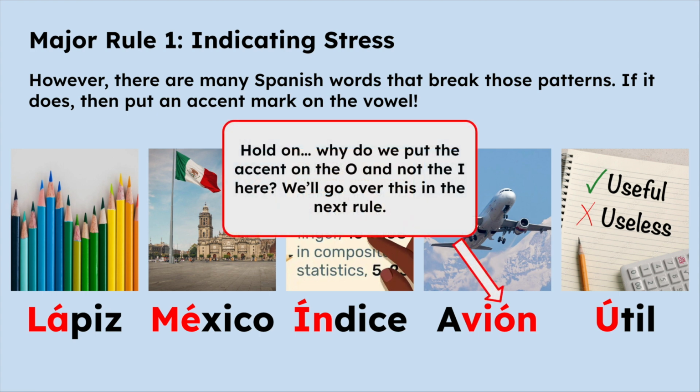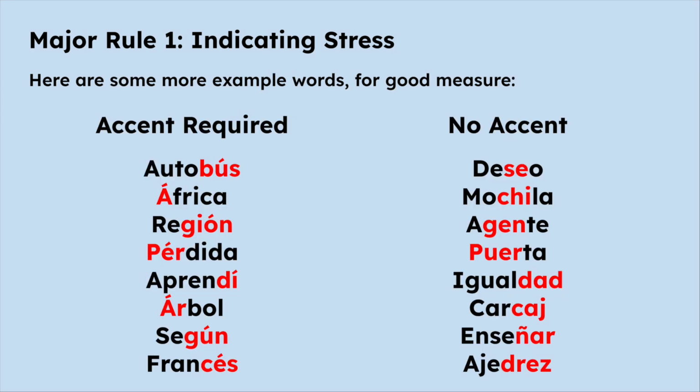Okay, you might be asking why we put the accent on the O and not the I here in avión. Well, we'll go over this in the next row. So here are some more example words just for good measure. Accent required: autobús, África, región, perdida, aprendí, árbol, según, francés. No accent: deseo, mochila, agente, puerta, igualdad, carcaj, enseñar, ajedrez.